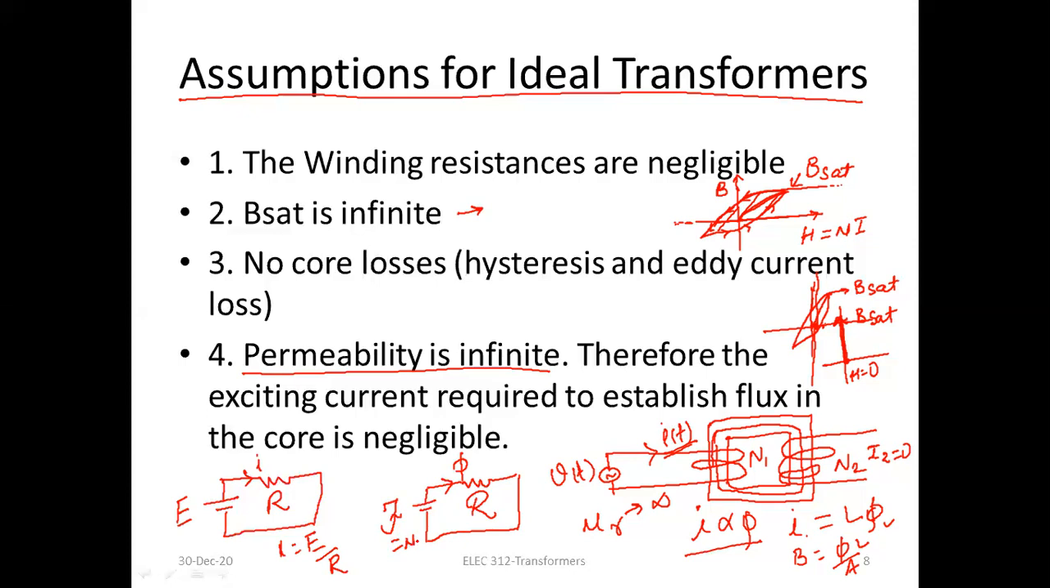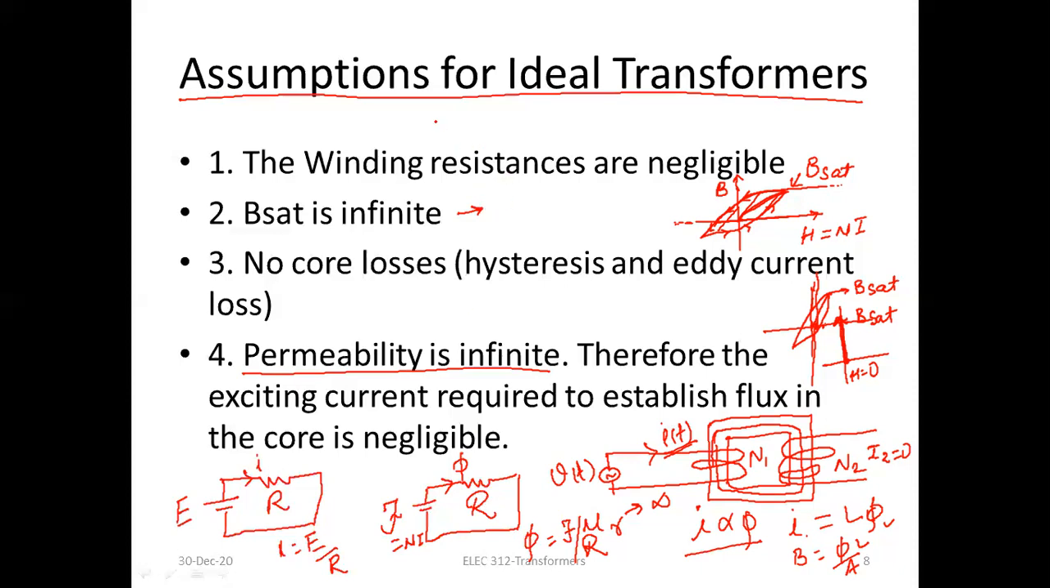It is nothing but the number of turns multiplied by current. This is called MMF. So the duality is that flux phi equals MMF divided by reluctance. This is also Ohm's law for the magnetic circuit.